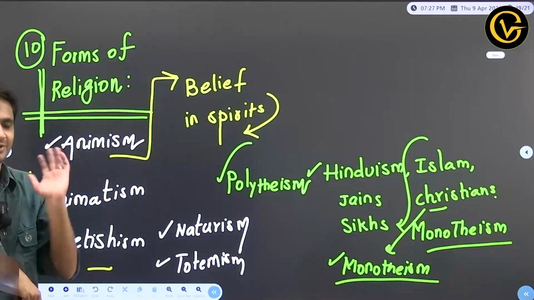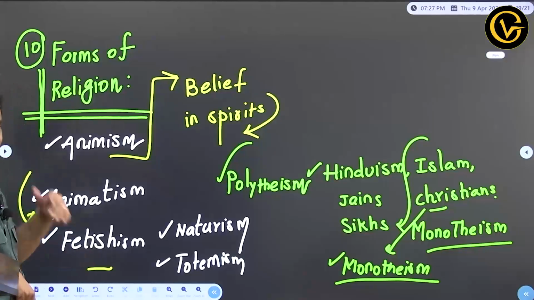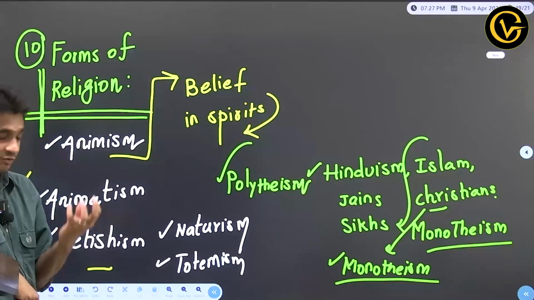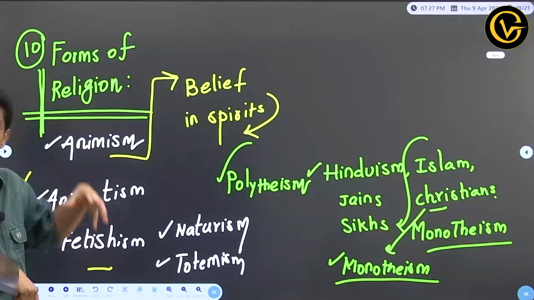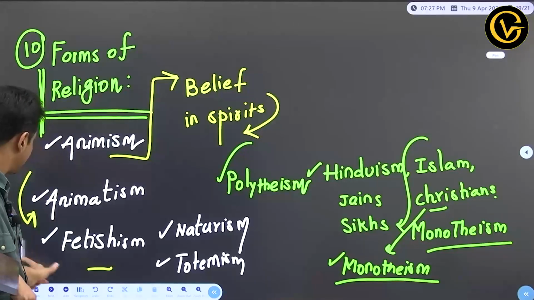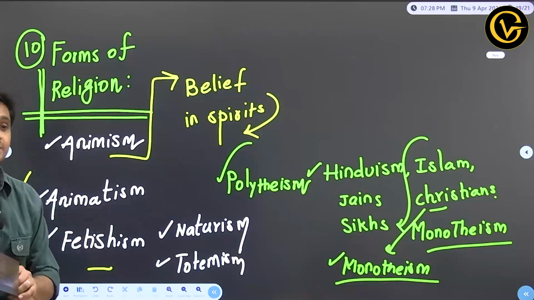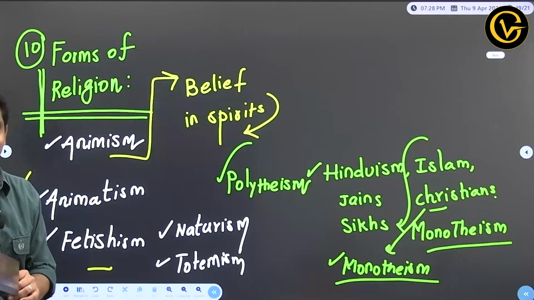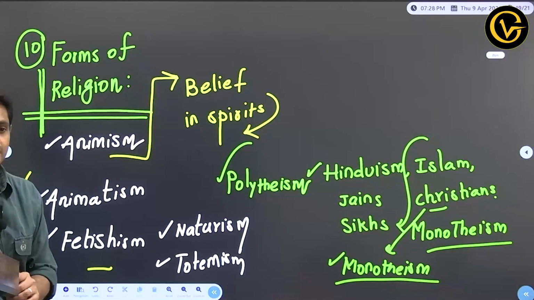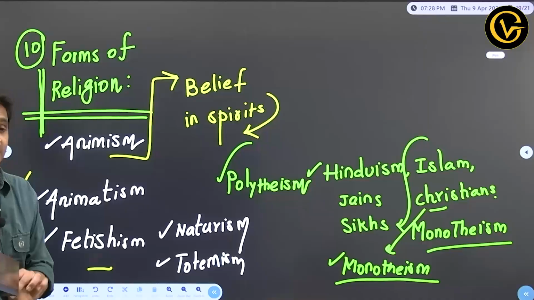We don't know. These are all explanations we are giving. But it is fetishism, an object. We believe that this object has the power to... There are some tribals in which the only form of religion is fetishism. Naturism: in some they worship nature, they worship forces of nature. Some have these totems.